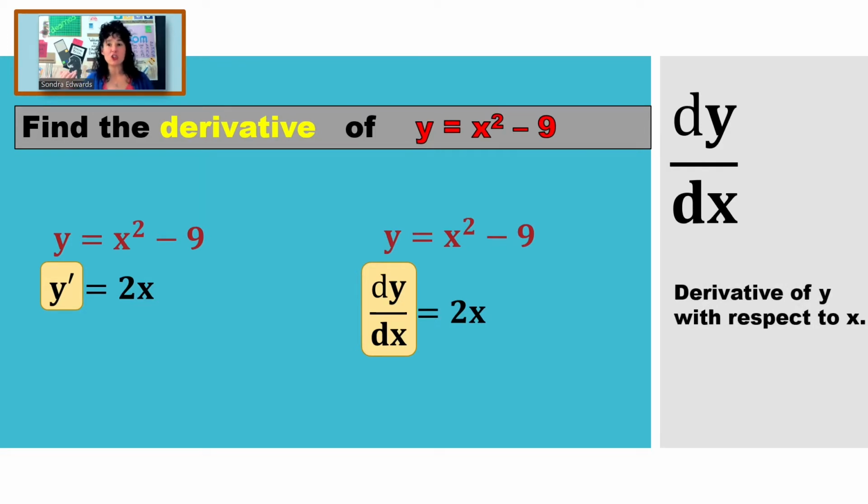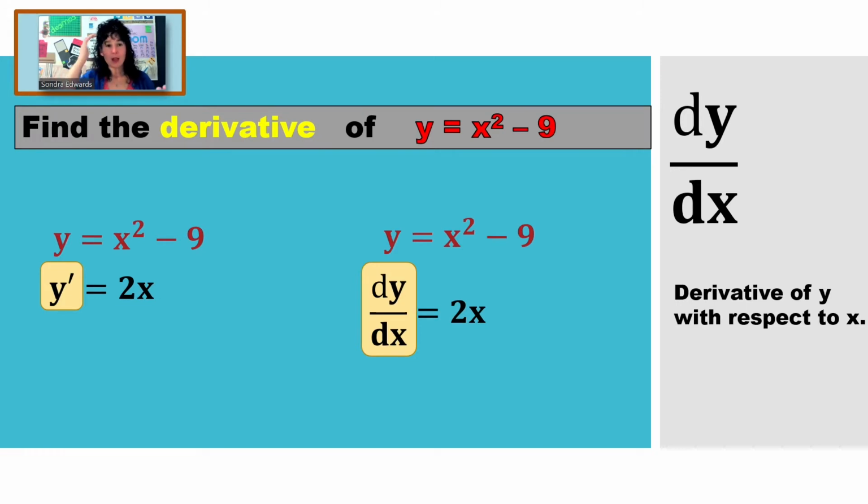Okay, so those two mean the same thing, but taking a closer look, the way that you say that is you are taking the derivative of y with respect to x. You need to remember that whatever variable is in the denominator, that is what you're taking the derivative with respect to, and whatever variable is in the numerator is what you are deriving.